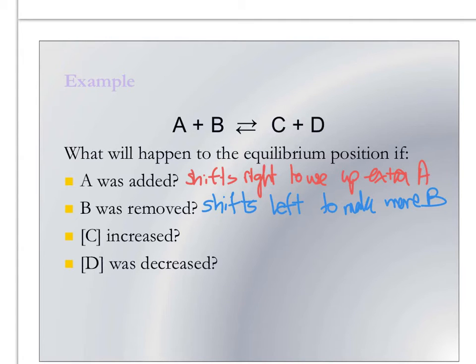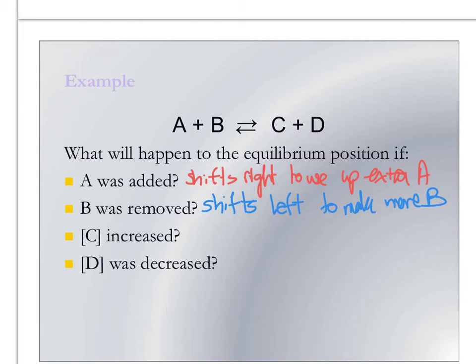So you go in the direction that would minimize the effects of the change or the stress that you're applying. Okay, what if I increase the concentration of C? So again, I'm at equilibrium, everything's great, but then I add some more C. When I have too much C, I have too much product, right? What do I do to get rid of that extra product? I shift to the left, use up my product to make more reactants.